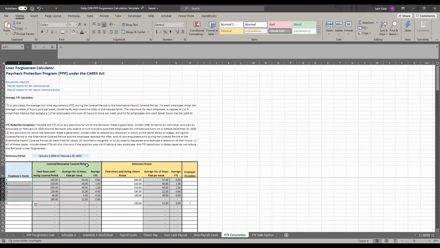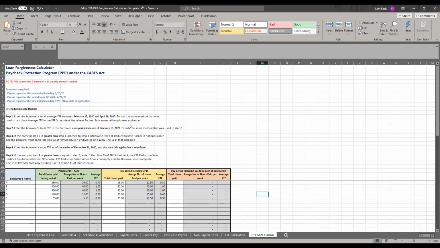And the final two tabs are in regards to the FTE. So here we have our FTE calculation and our FTE safe harbor calculation. Now these two may not apply, and I'll go over that in detail depending on if you meet any of the safe harbor requirements earlier in the calculation.